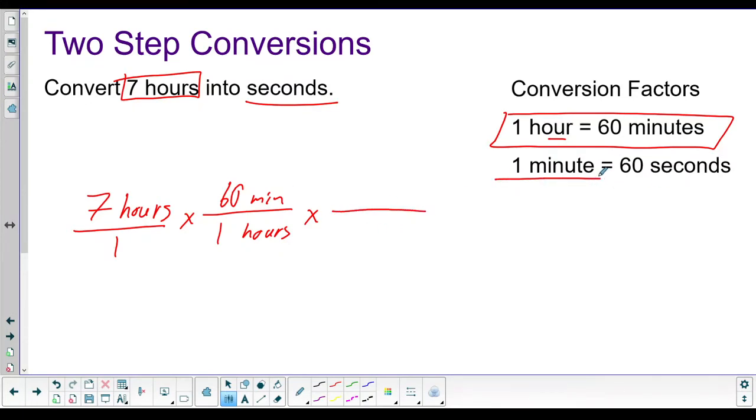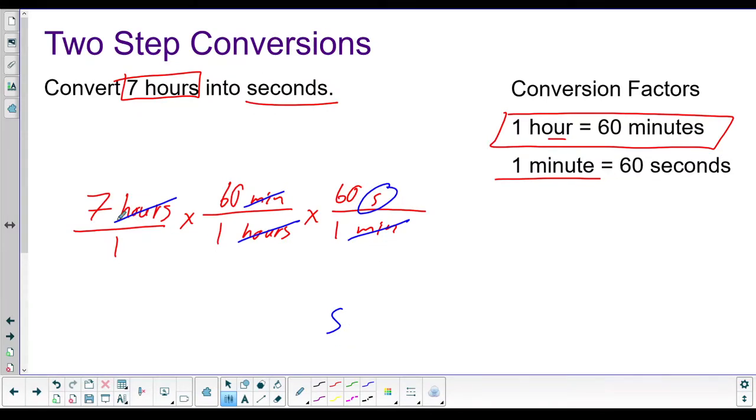So the minutes part is going to go on the bottom, so that this bottom minutes cancels with this top minutes. And we're going to put 60 seconds on top. The abbreviation for seconds is just lowercase s. So now we can see that hours cancels hours, minutes cancels minutes, and then we're left with just seconds.